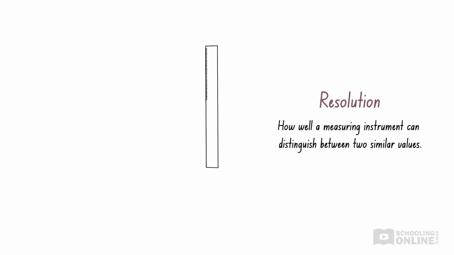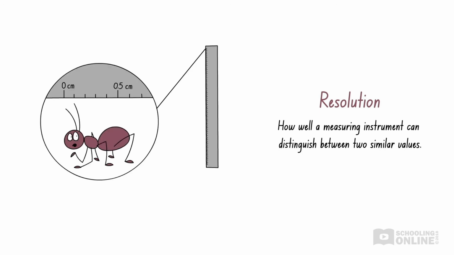But if we use a 30 centimetre ruler with 1 millimetre increments, we can see that the ant is closest to 0.6 centimetres. Our measurement is now more accurate as the ruler with smaller increments allows us to obtain a number that is closer to the true value.